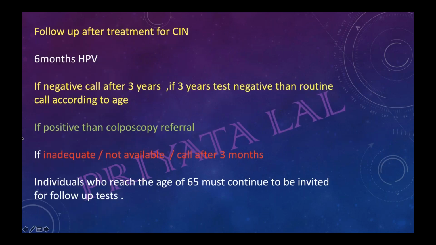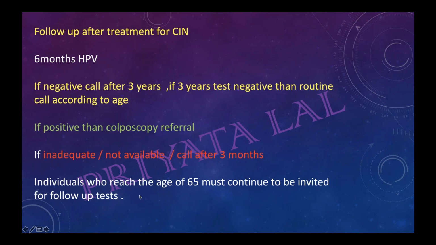Now this is the same thing. What we have done here, it is the slide, just to sum up everything again. So follow up after treatment, we will call them after 6 months for HPV. If it is negative, we will call them after 36 months or 3 years. If HPV is positive, then if the cytology is not available, inadequate, or abnormal, we have to refer this patient to colposcopy.